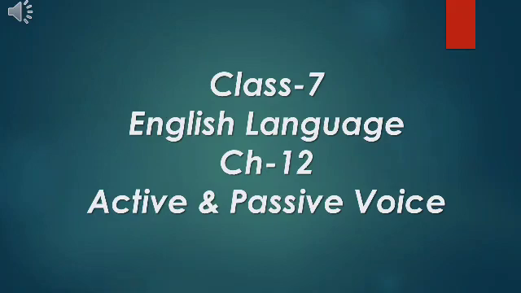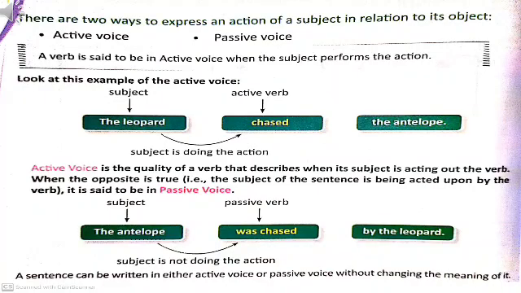Today we are going to do chapter number 12, active and passive voice. There are two ways to express an action of a subject in relation to its object. Means to say, without changing meaning, we can express an action of a subject in two different ways. One is active voice and the other is passive voice. The verb that expresses the action done by the subject is said to be in the active voice, and the verb that expresses what is done to the subject is called passive voice.